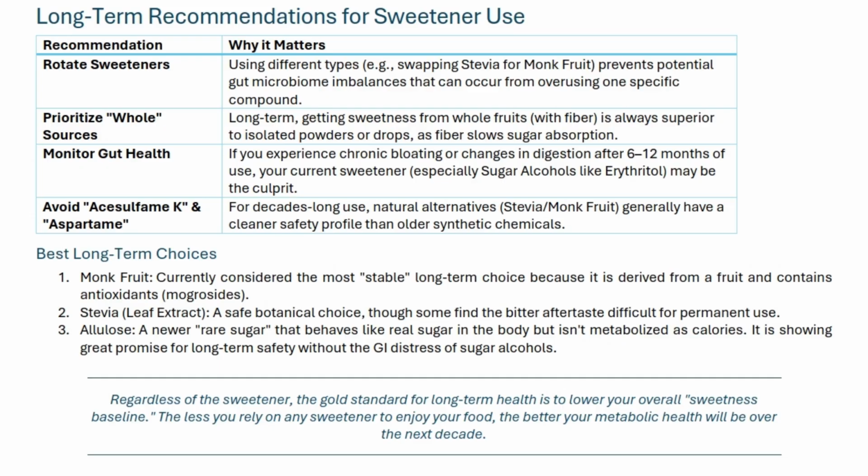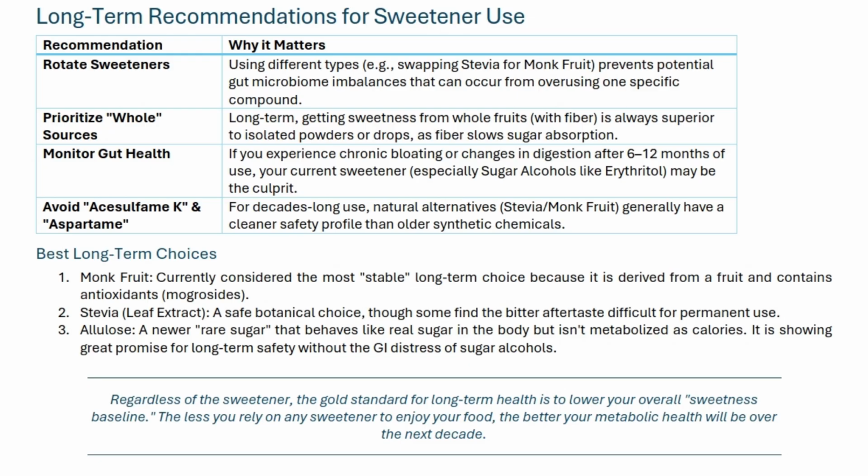The recommendations for long-term sweetener use emphasize the importance of variety, health, and natural sources. Rotating sweeteners, such as alternating between stevia and monk fruit, is advised to prevent gut microbiome imbalances associated with the overuse of a single type. Prioritizing whole sources of sweetness, particularly from fruits that contain fiber, is highlighted as superior to using isolated sweetener powders or drops, as fiber aids in slowing sugar absorption.